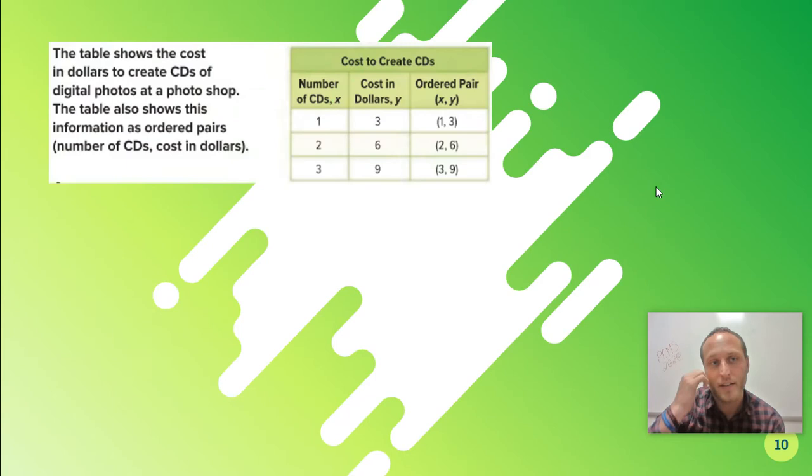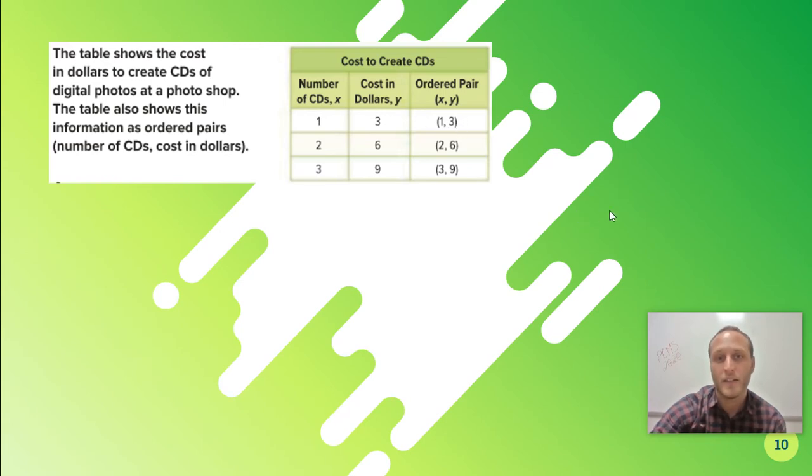So if I were to look at this example, it says the table shows the cost in dollars to create CDs of digital photos at a photo shop. The table also shows this information as ordered pairs. So you see our columns here. We have the number of CDs, which is our X, the cost in dollars, which is our y, and then this is the ordered pair that it's formed. So just taking our x and our y and putting parentheses around it.